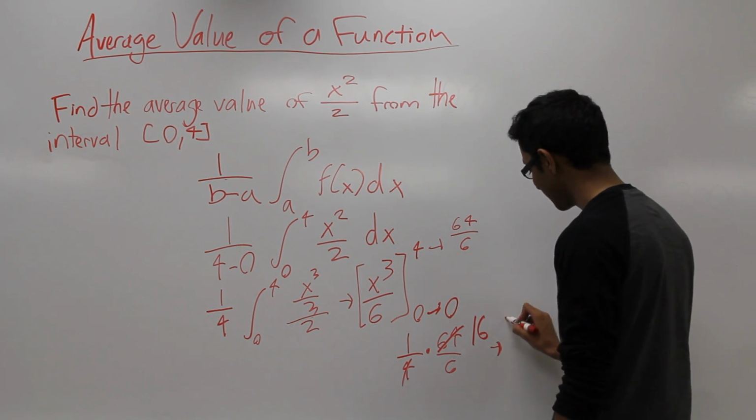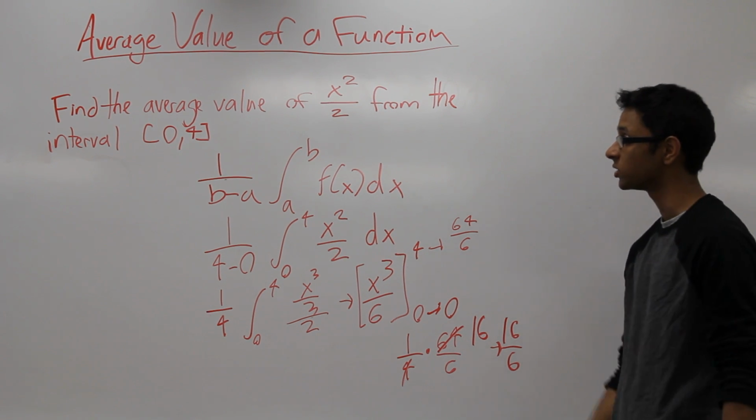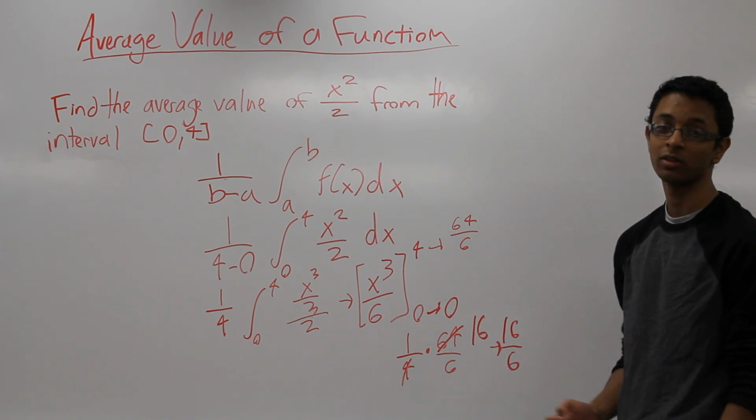So you have 16 over 6, which is the average value of the function x squared over 2 from the interval of 0 to 4.